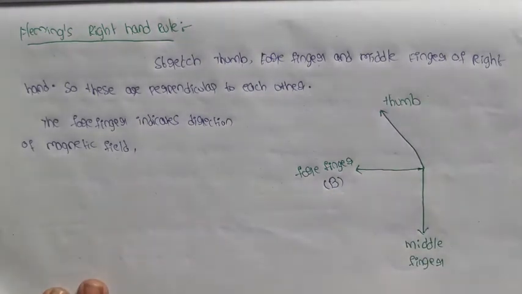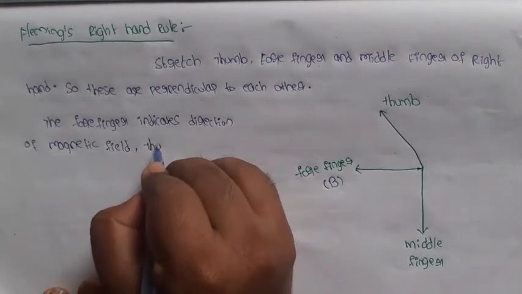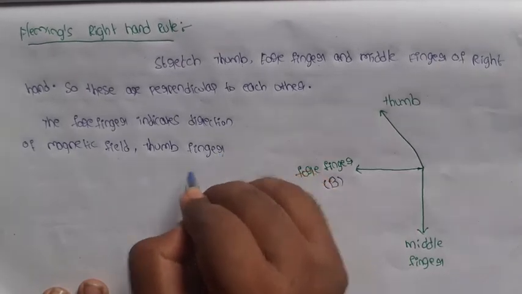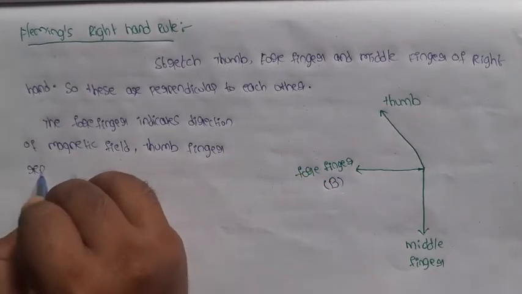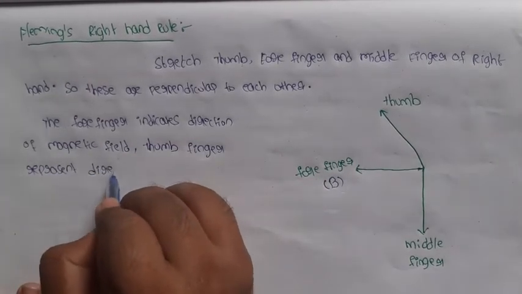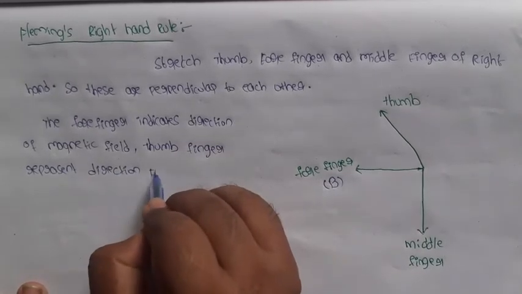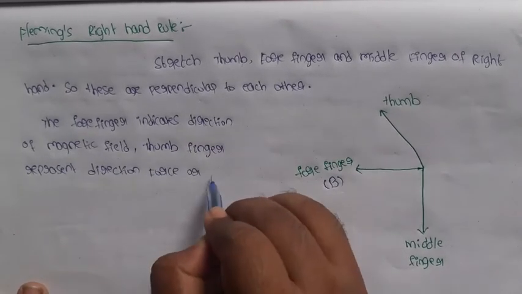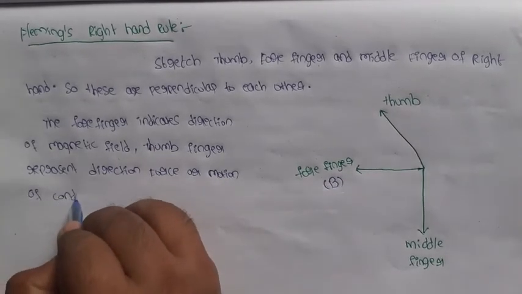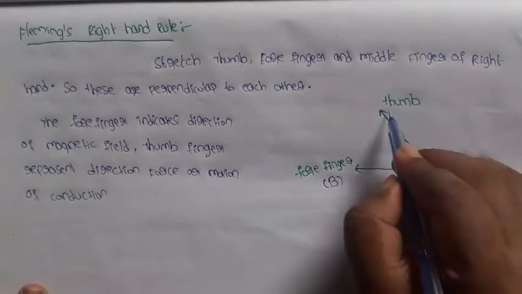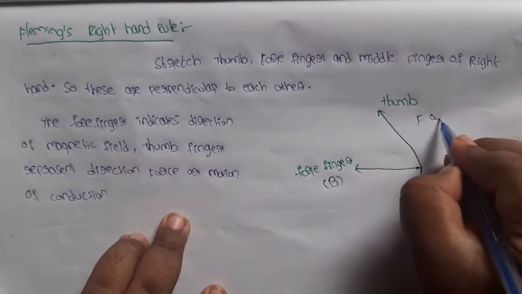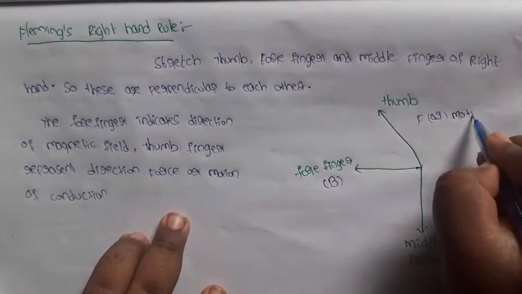Next, the thumb finger represents the direction of force or motion of conductor. This is the thumb finger. It shows the direction of force or motion of conductor.